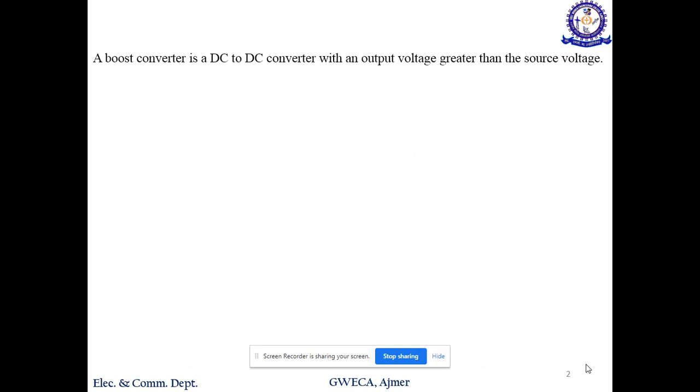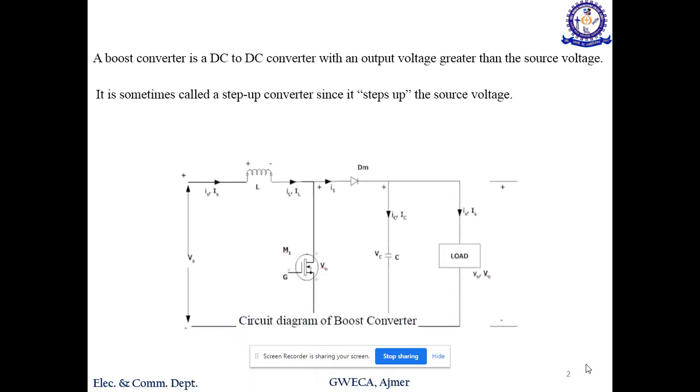A boost converter is a DC-DC converter where the output voltage is always greater than the source voltage. It is sometimes called the step-up converter, just like the buck converter is the step-down converter. It is a step-up converter because the output voltage is always greater than the source voltage.